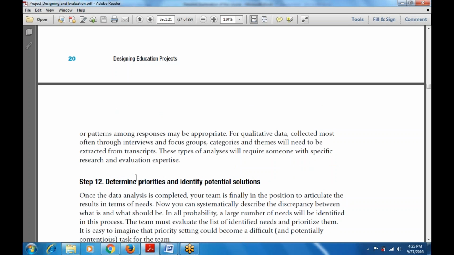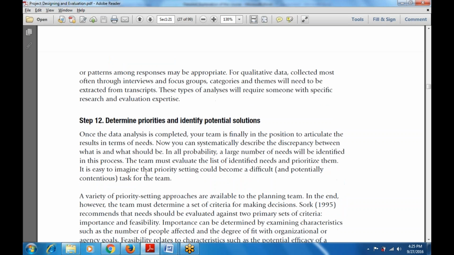Now, come to the next step, step number 12: determining the priorities and identifying the potential solutions. First of all, understand what a priority is. Priority means which task comes first and which task comes later. So determine which tasks have high priority, and identify the solution and the various priorities for the various tasks. Once the data analysis is completed, your team is finally in a position to articulate the results in terms of need.